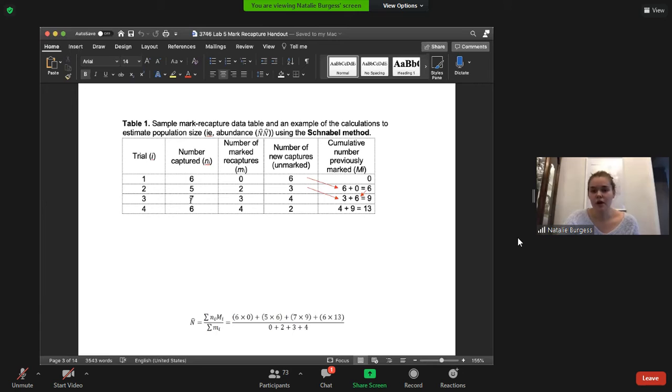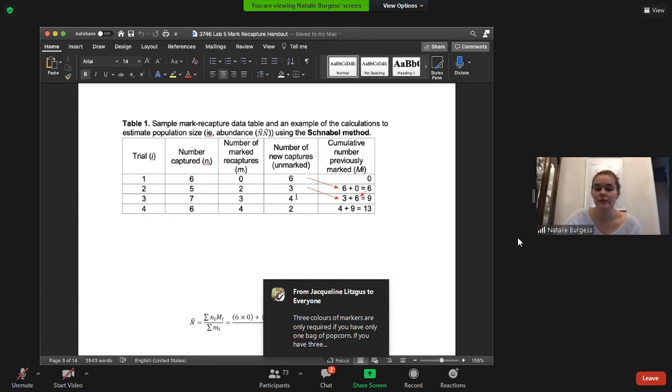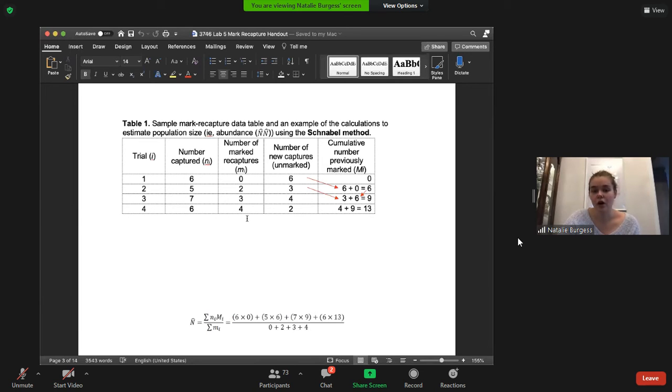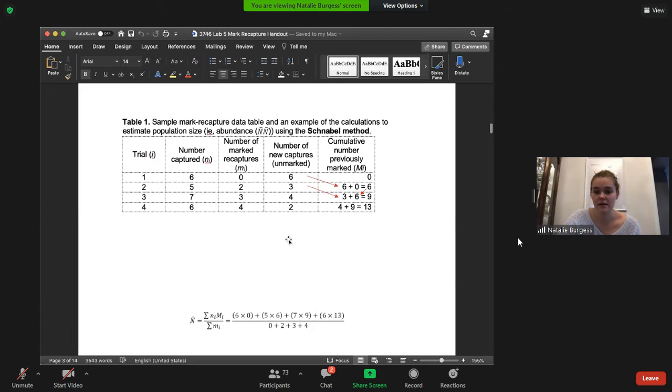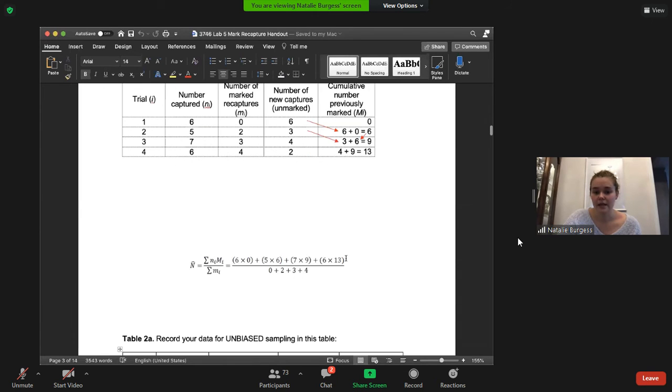And then your third trial, you have 7 in total. 3 of them were captured before, meaning you have 4 new captures. So then you have 3 plus 6 gives you 9. Trial 4, you have 6 in total that you caught. 4 were previously captured, so you have 2 new captures. So then you have 4 plus 9 gives you 13. And these are the values you're going to bring in to your equation.